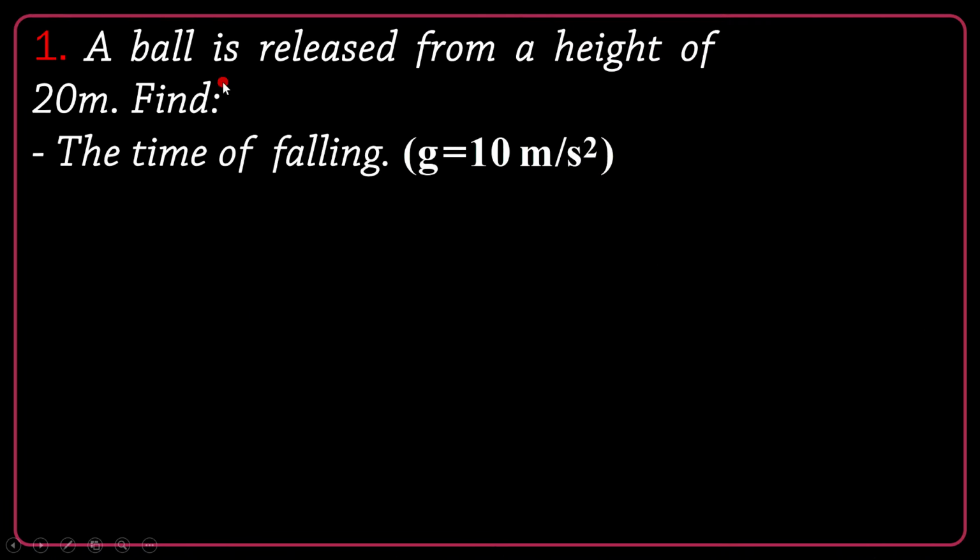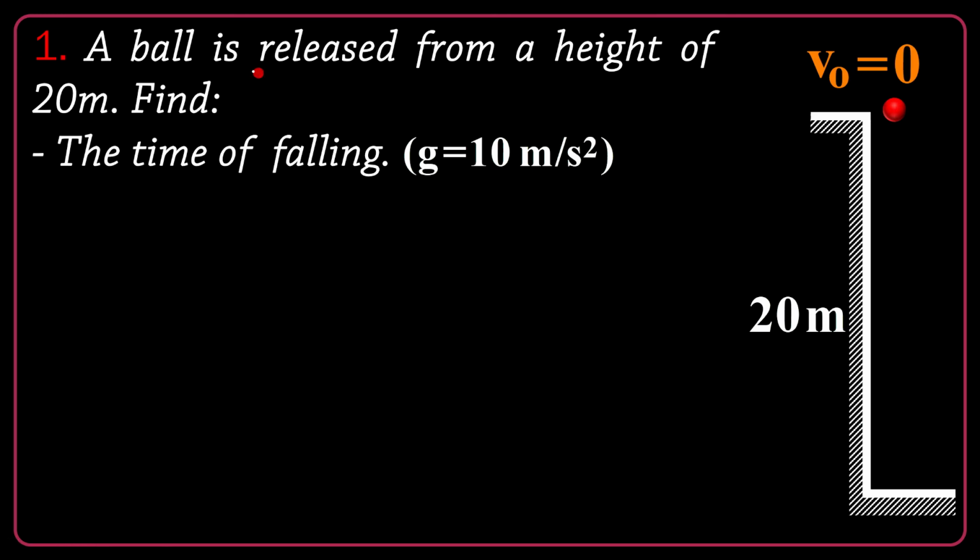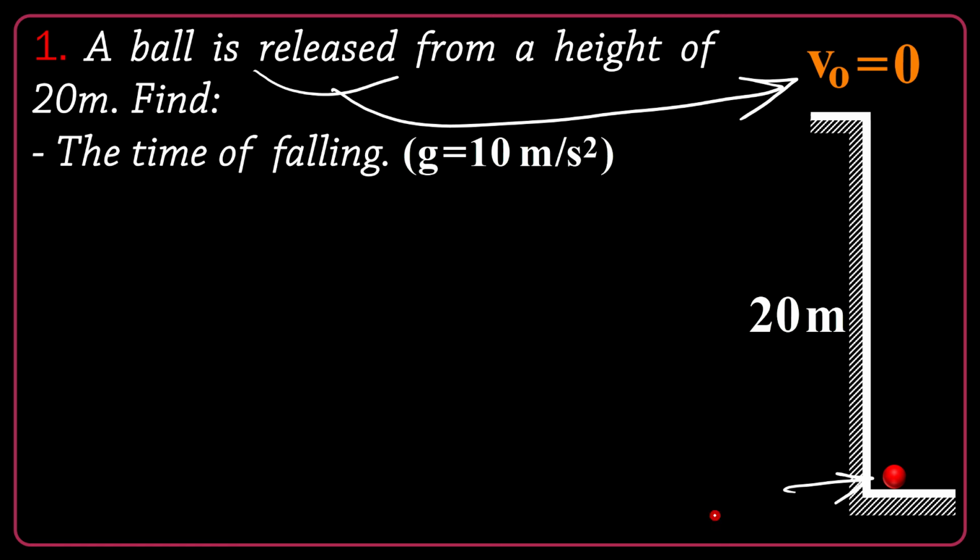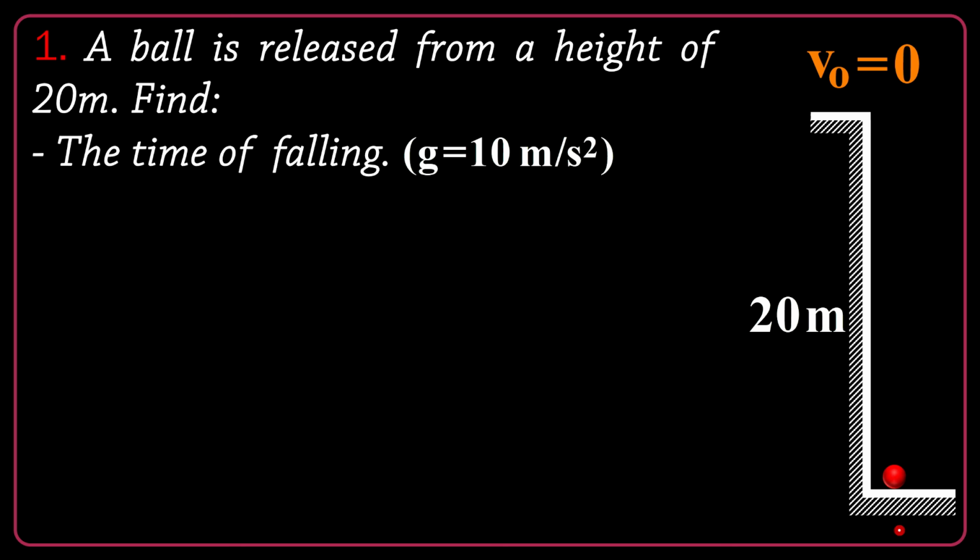Number 1. A ball is released from a height of 20 meters. Released means initial velocity is 0 and then the ball falls down. And this is the striking point. Of course, at the point when the object touches the ground, normally the velocity must be maximum. It's exactly a moment before it touches the ground. And then total displacement will be negative 20 meters. Delta y is negative 20 meters.